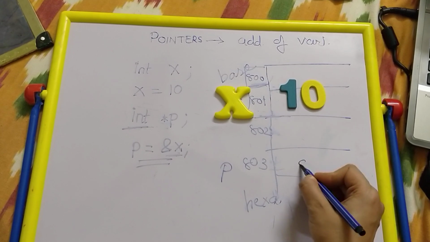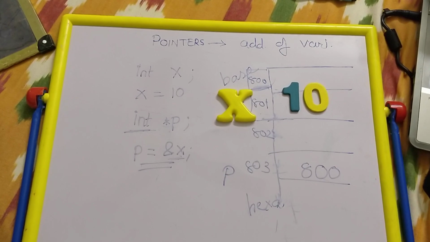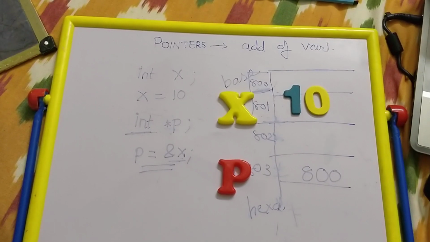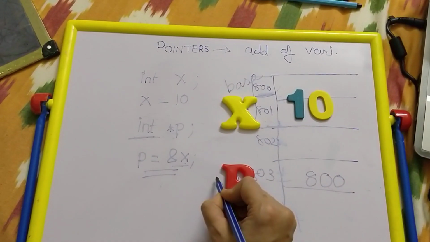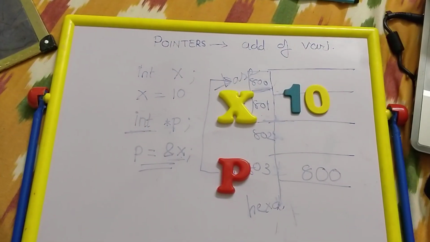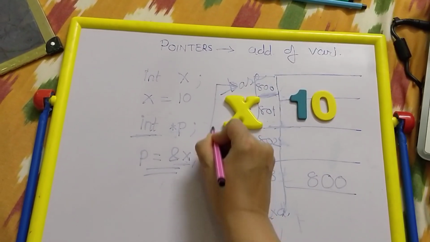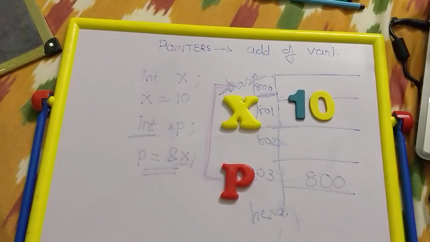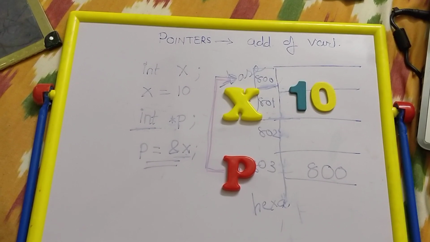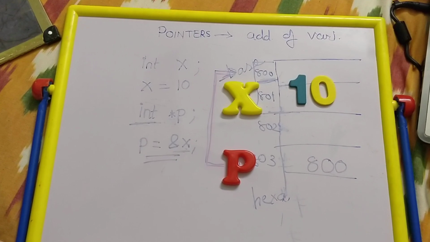So this will store 800, right? So my variable p is actually storing the address 800, which is the base address of x. So here you can see that my variable p is pointing to the base address of x, or address of x. That is why my p is known as pointer to x, right?